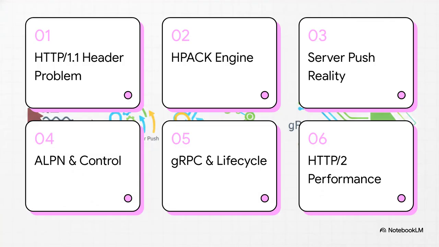Here's our roadmap for this explainer. We'll start with the HTTP/1.1 header problem, move into the HPACK header compression engine, and then discuss the reality of server push. After that, we'll cover ALPN and connection control, dive into gRPC and the connection lifecycle, and finally wrap up with the overall HTTP/2 performance leap.